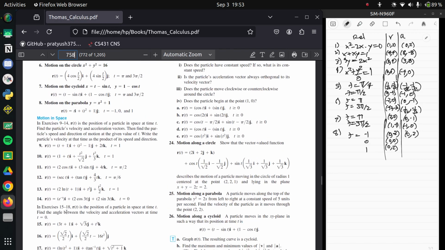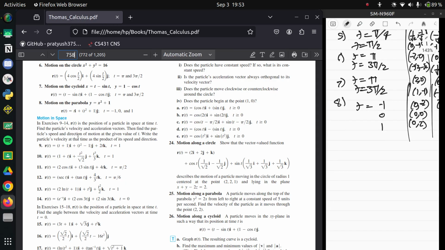Right, motion in space. r of t is the position of a particle in space and time. Find the particle's velocity and acceleration vectors, then find the particle's speed and direction of motion at the given value of t. Find the particle's velocity. Wait, what? Speed. So the magnitude of velocity and the direction of the motion. Sure. Find the particle's velocity at that time as the product of its speed and direction. Sure. I mean, kind of. Okay. Cool. So just a bunch of calculation really.